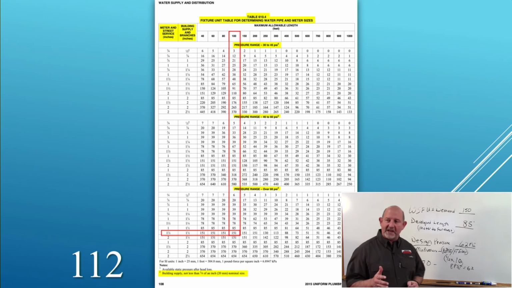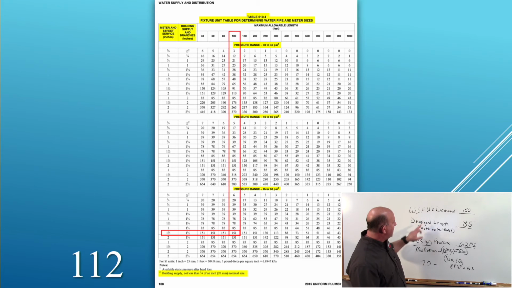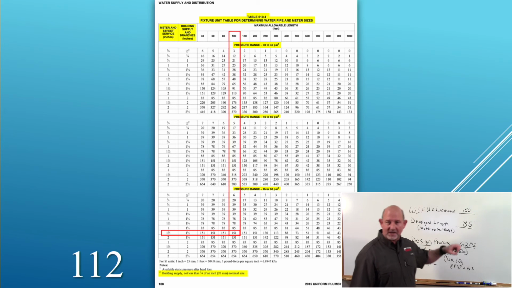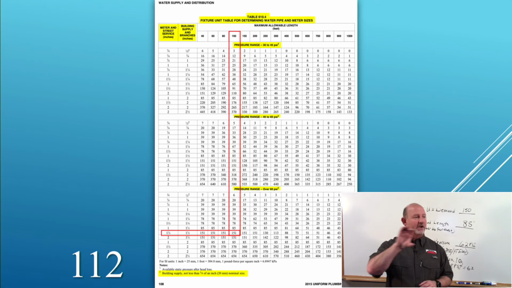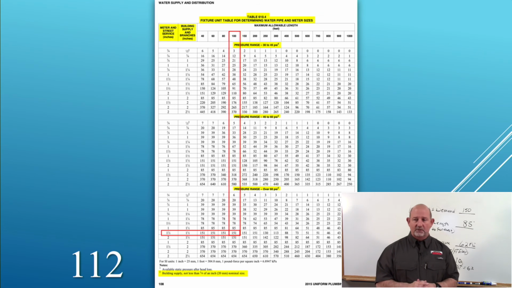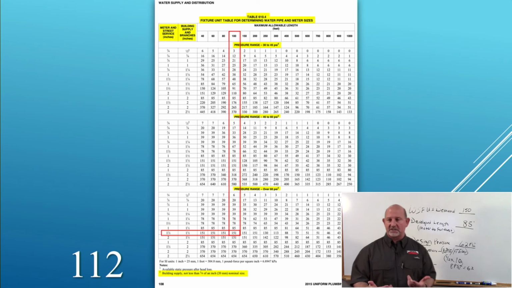Now remember, there's three tables here. So look, my design pressure is 62 PSI. First table there at the top, 30 to 45, nope. Down below that, 46 to 60, nope. Down below that, over 60, here we are. Right, so I'm 62 PSI, I'm over 60 PSI.